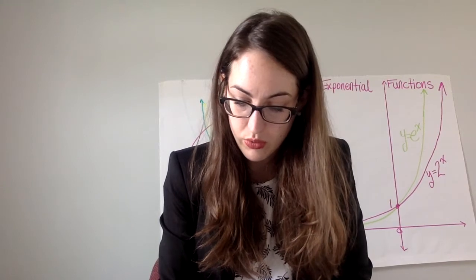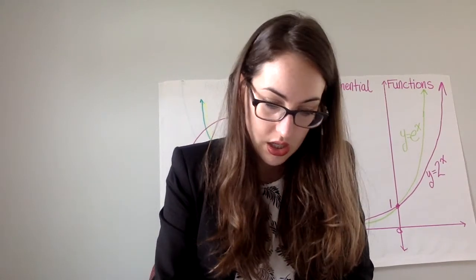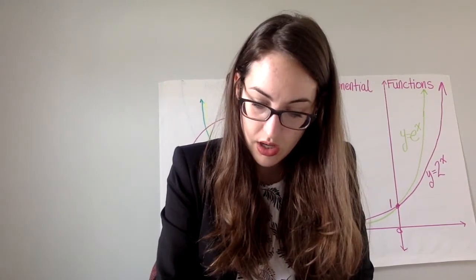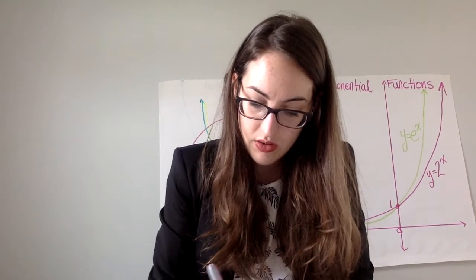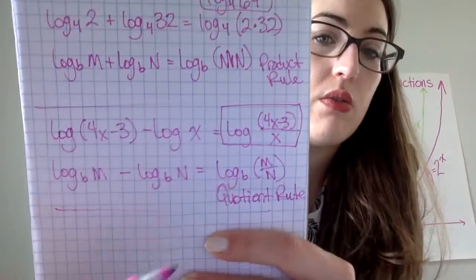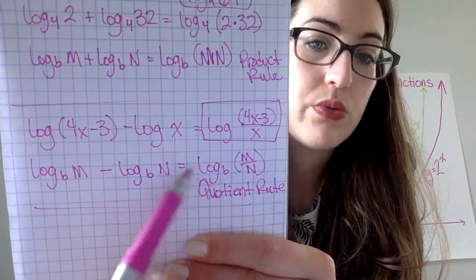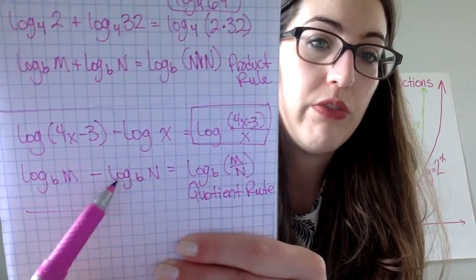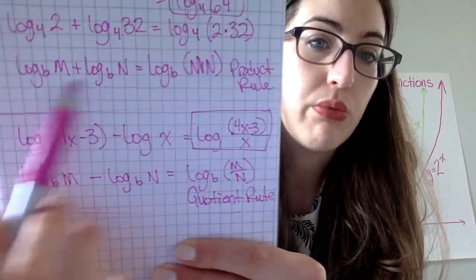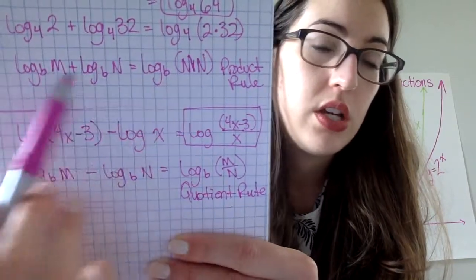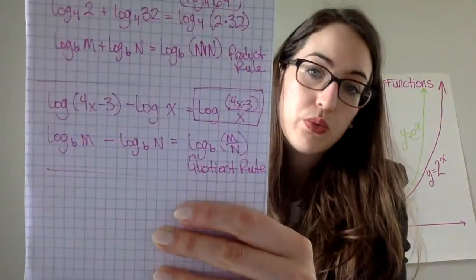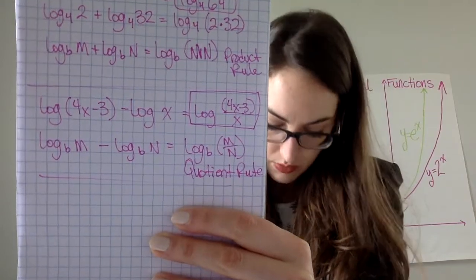I'm just going to write quotient rule next to it and product rule next to the other one, just as a reminder there. Okay, so box the answer, wrote quotient rule next to the quotient rule that we rewrote in reverse. I wrote product rule next to the product rule that we wrote in reverse. Still the rule, we're just rewriting it.